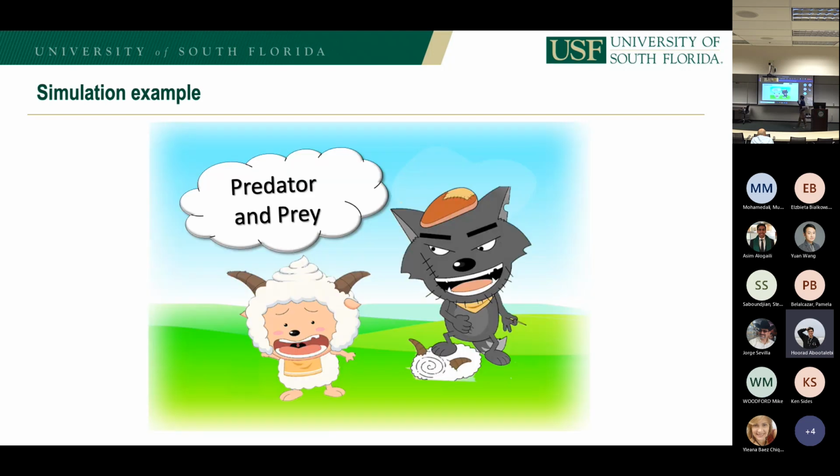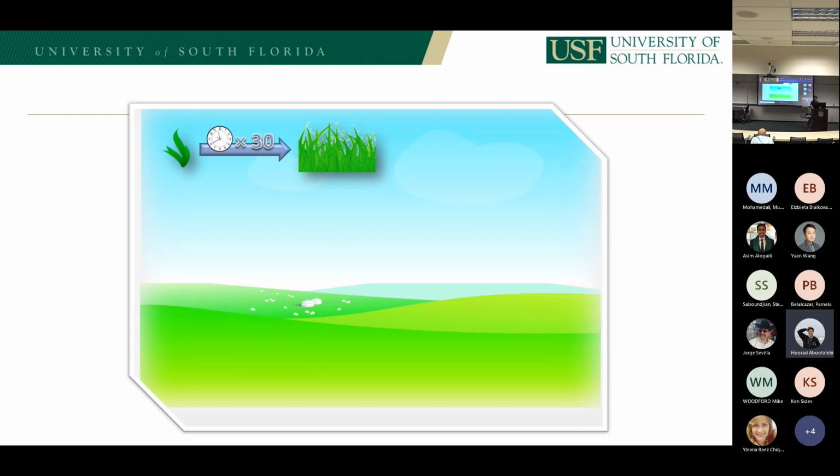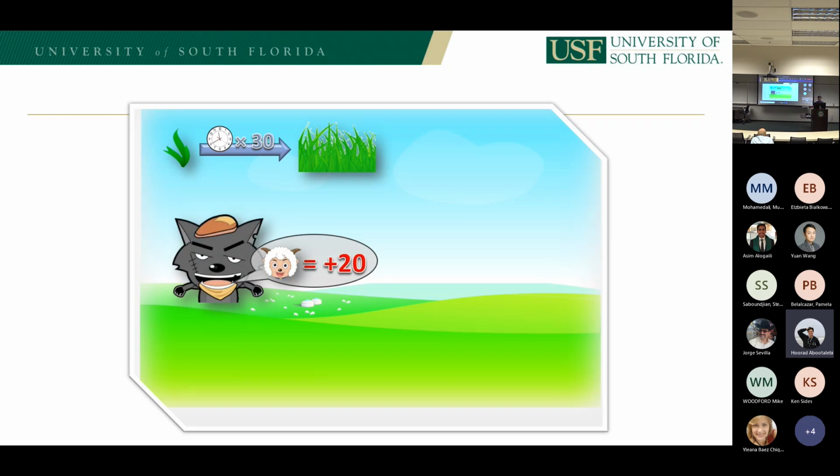So the third example is a simulation. Let's start from an interesting animation to understand what a simulation is. Have you heard about the predator and prey problem? Let's first look at it. In the system, we have the grass, which takes 30 days to grow up. And if a wolf eats a sheep, it will increase 20 energy. And if a sheep eats the grass, it will increase 4.